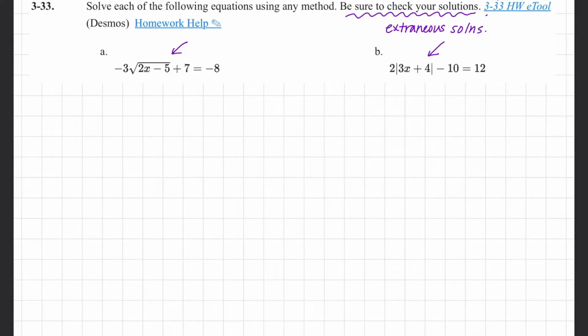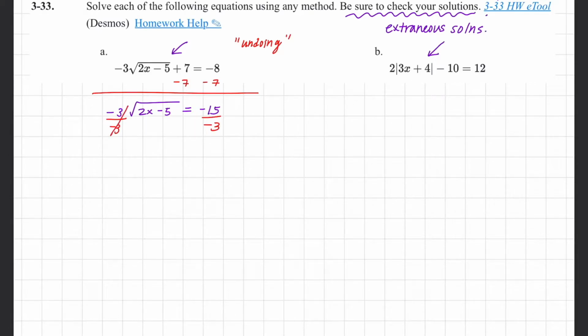Okay. So for me, I would solve this by undoing. And I would start by undoing the plus 7. So subtract 7 from both sides. So you'd end up with negative 3 root 2x minus 5 equals negative 15. And I would undo the negative 3, which is multiplied at the front. I'm going to divide both sides. So now I've got square root of 2x minus 5 equals positive 5.